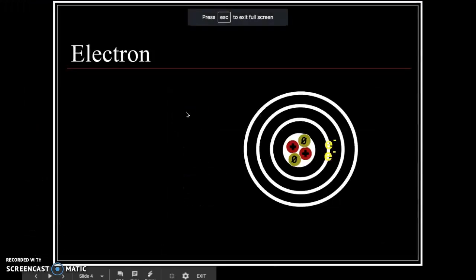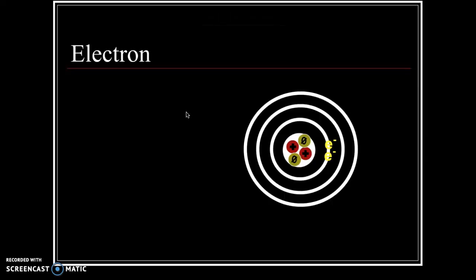All right. Finally, we come to the last subatomic particle, the electron. Now, by this point, you should notice the atomic model on the right side of your browser. Now, that's a Bohr diagram.